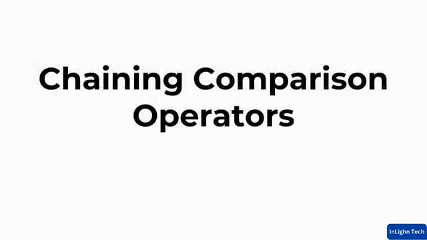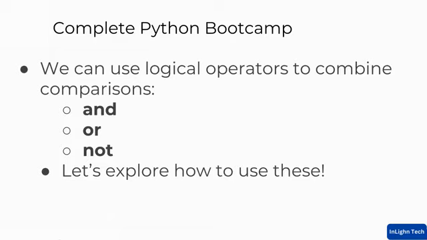Welcome back, everyone. In the previous lecture, we learned about comparison operators. Now we're going to discuss how to chain together different comparisons. We can do this with what are called logical operators, and they allow us to combine comparisons. The key logical operators we're going to discuss here are the AND keyword, the OR keyword, and the NOT keyword.